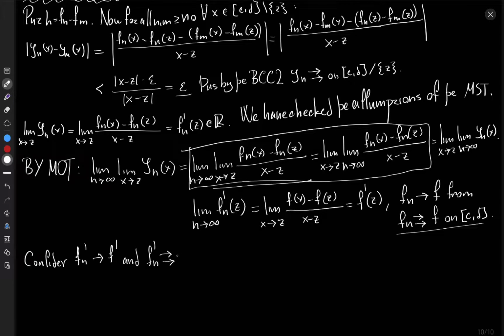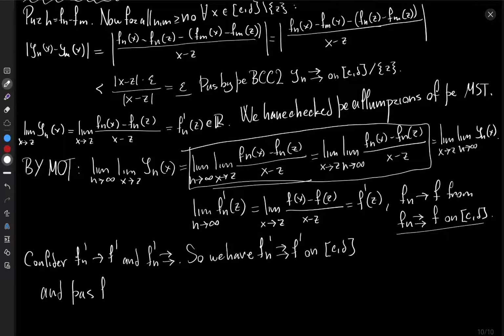So we have that fn prime converges uniformly to f prime on CD, and thus fn prime converges locally uniformly to f prime on our original interval AB, which concludes the proof.